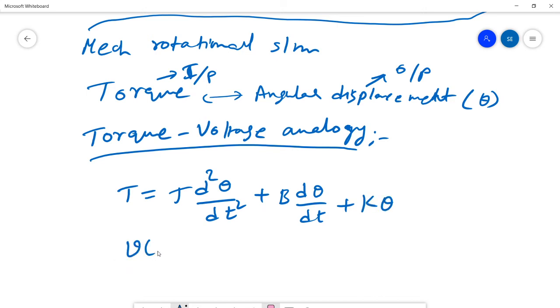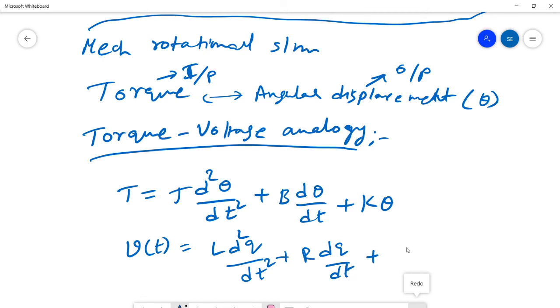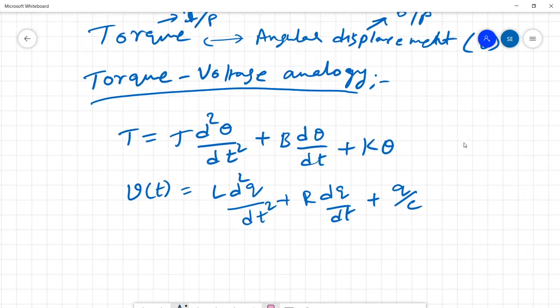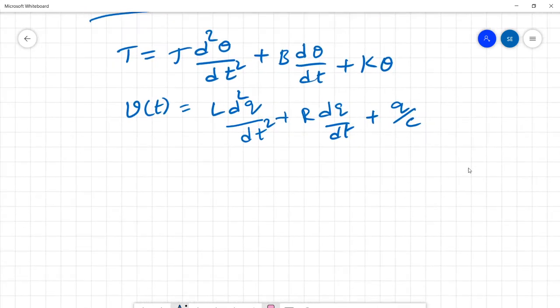V of t, this is for a voltage circuit, the same circuit we will be considering: L into d²q by dt² plus R into dq by dt plus q by C, right? We will be comparing these two for the torque to voltage analogy, right?